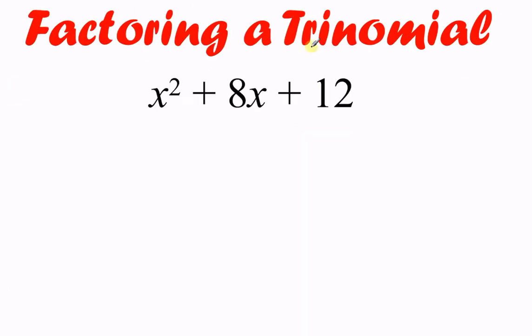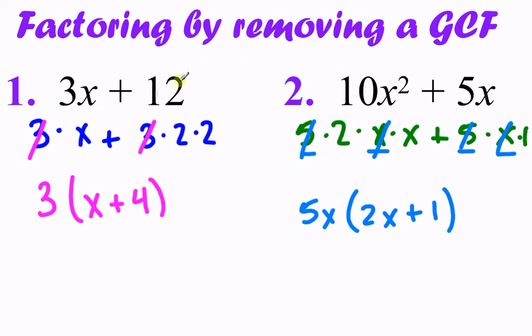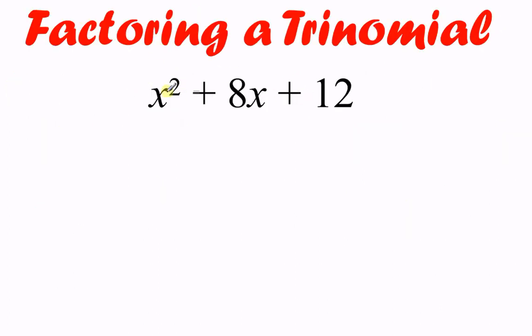The next type we'll do is the trinomials, when you have a squared, a normal x, and a solid number. And just these could have been in 3. I put them in 2 to make it simpler, but you can have 3 and still have a GCF. In this case, though, there is no GCF of all these numbers.